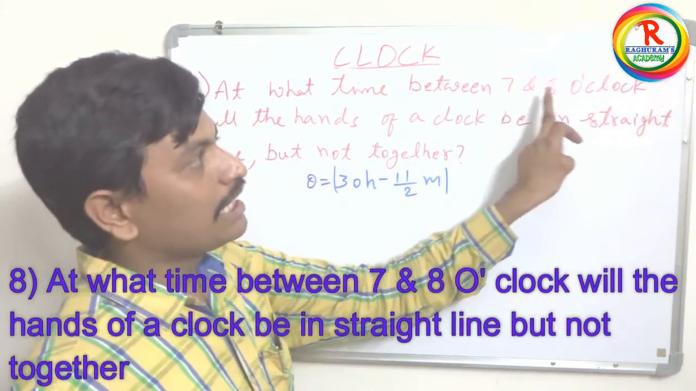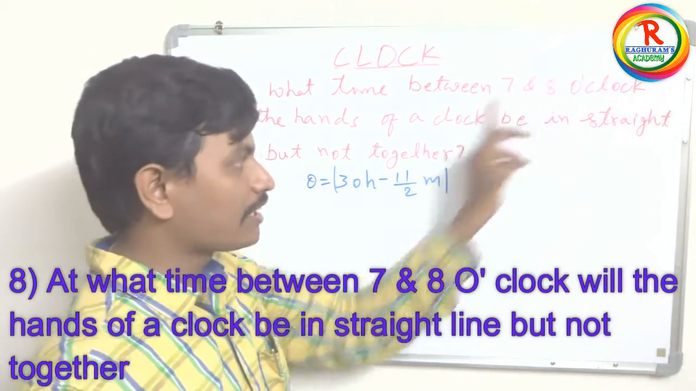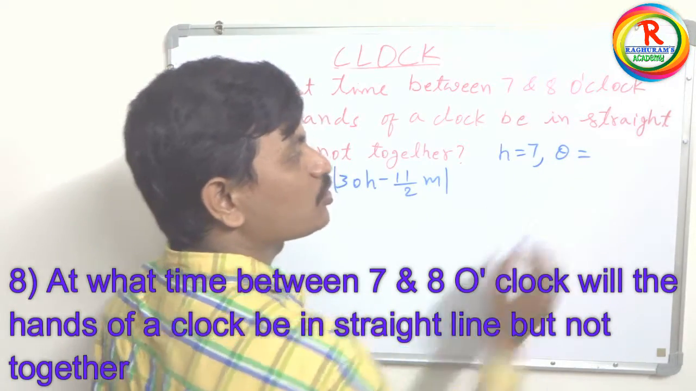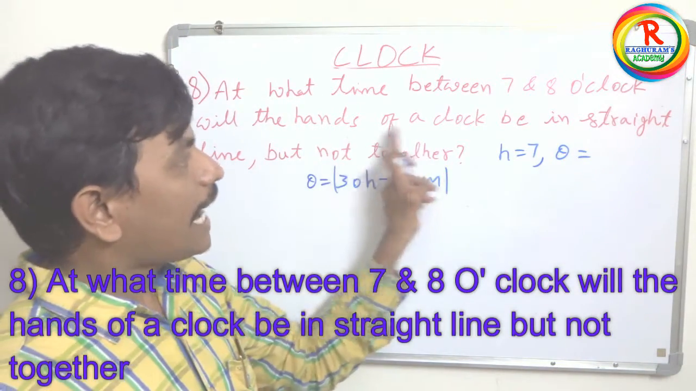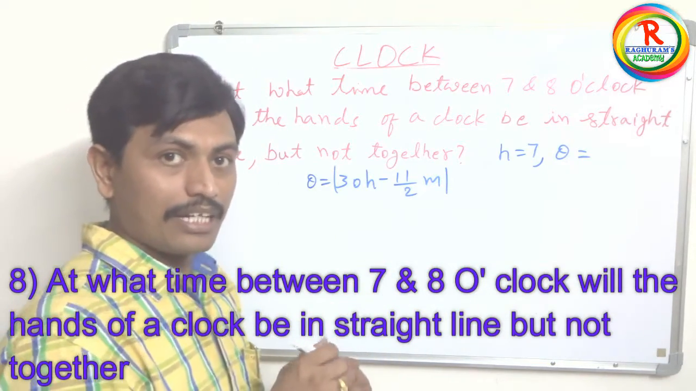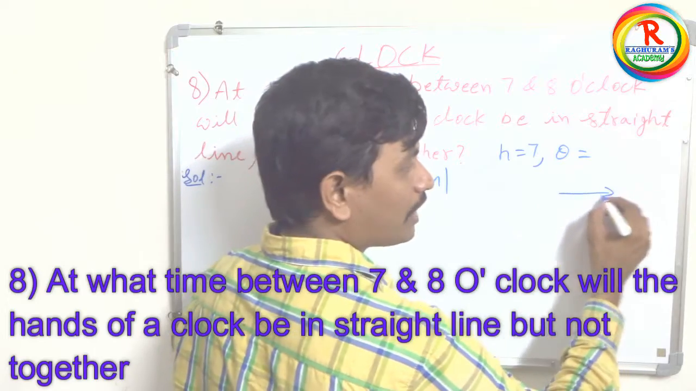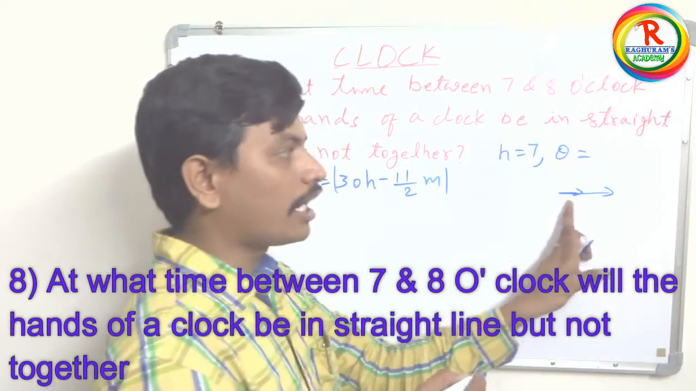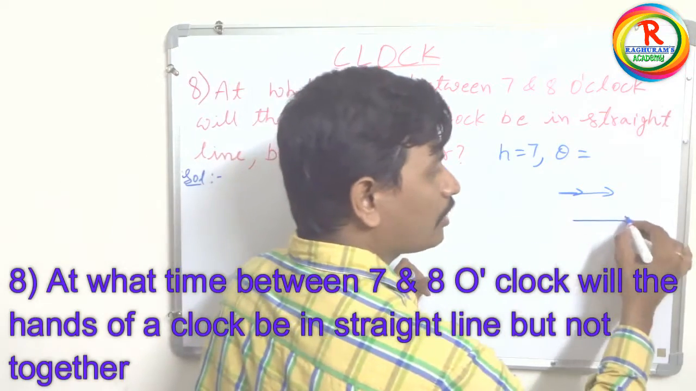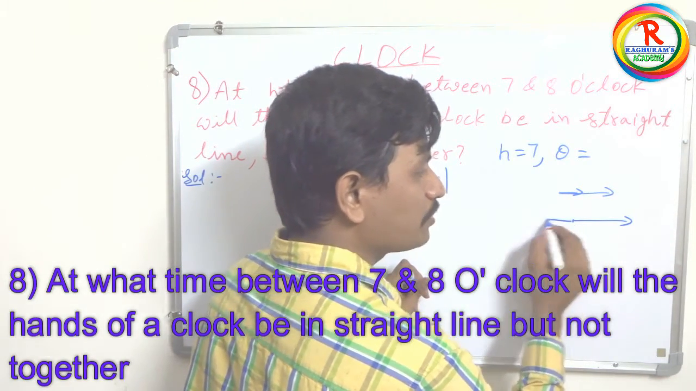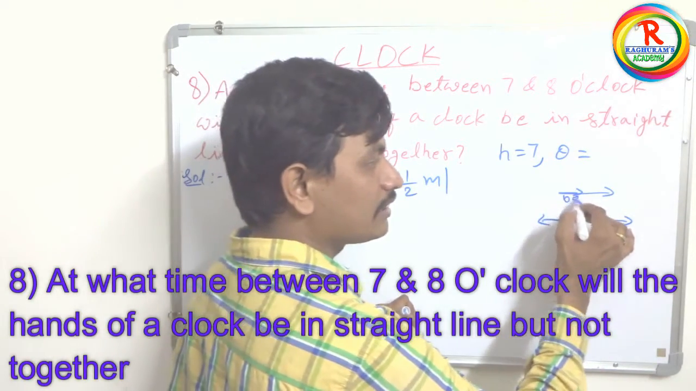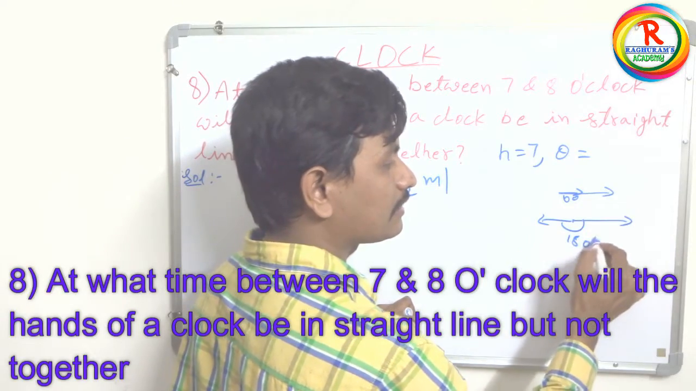So at what time between 7 and 8? We take the first one, 7, as hours. Here hour is equal to 7 and theta is equal to what? The hands of a clock are in a straight line. What is a straight line? It happens only 2 times. One is the hour hand on the minute hand, that is 0 degrees, and the other is the hour hand opposite to the minute hand, which is 180 degrees.